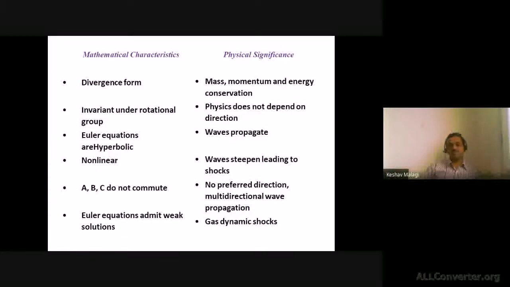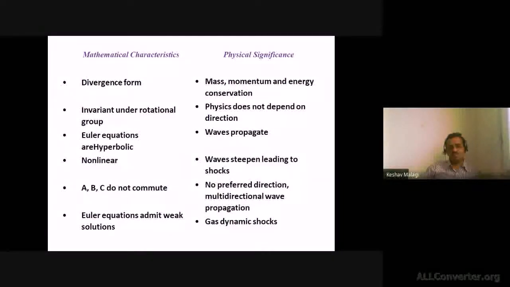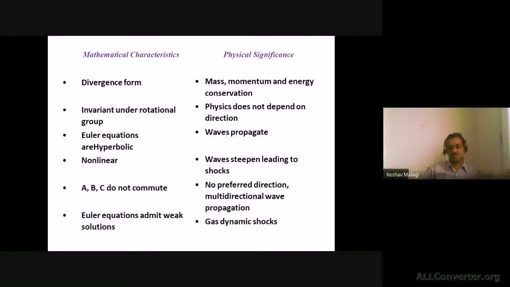And further, it is popularly said that Euler equations are hyperbolic. What does it mean? Euler equations being hyperbolic means we definitely know from our experiments that fluid dynamics phenomena involve wave propagation. So it corresponds to that. Non-linear means you will have shock waves, right? So you have shocks, where these waves which are propagated steepen and make a discontinuity, which are called shocks. And then you will have A, B, C.